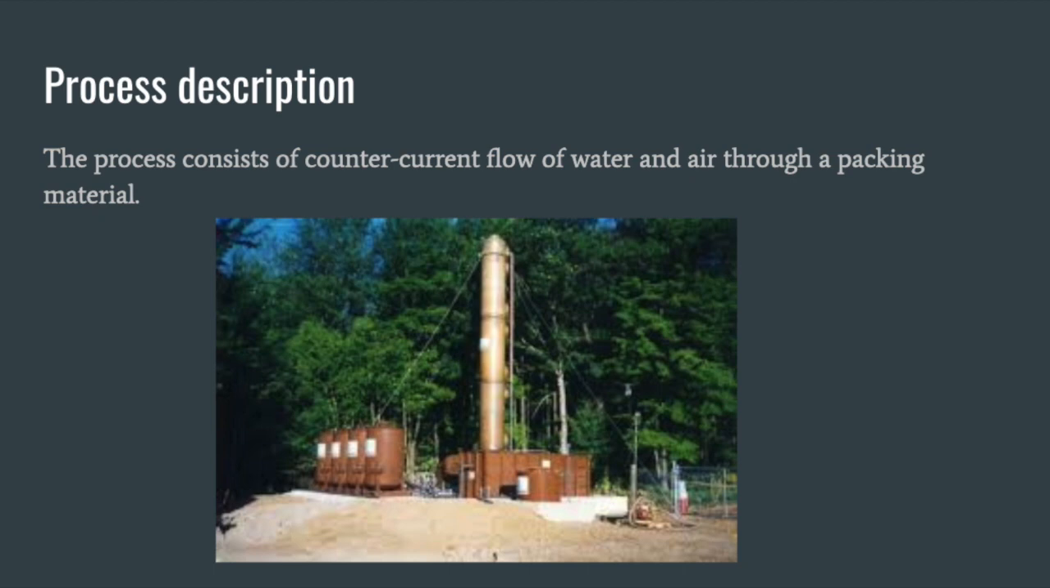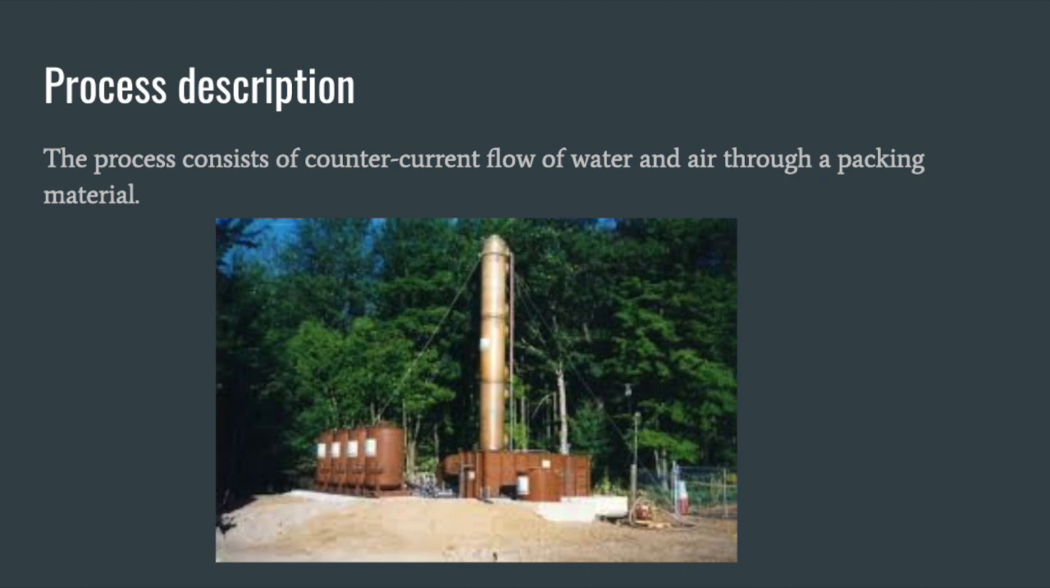Now, with the preparation above, we can talk about the most important part of the physical mechanism, the process description. The process consists of countercurrent flow of water and air through a packing material. The packed tower consists of a cylinder drum equipped with a gas inlet and distributing space at the bottom, a liquid inlet and distributor at the top, gas and liquid outlet at the top and bottom respectively, and a supported mass of inert solid shape called tower packing.